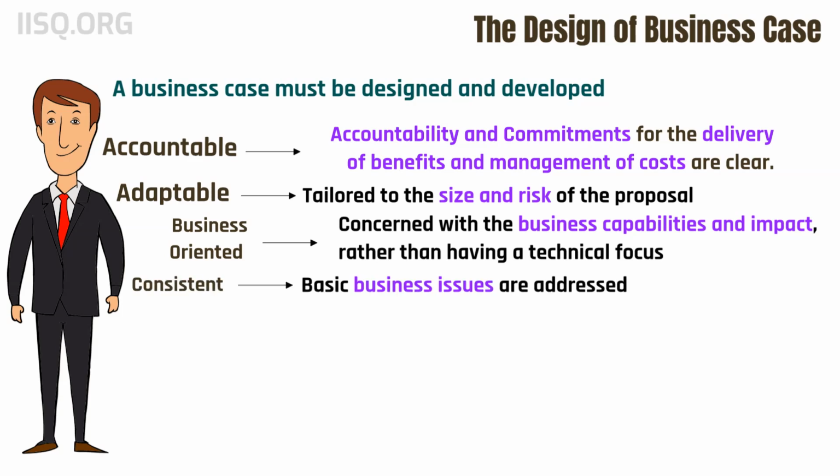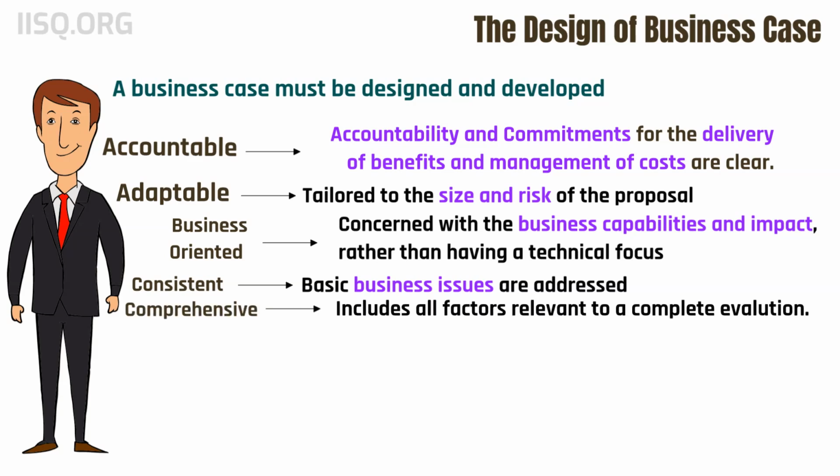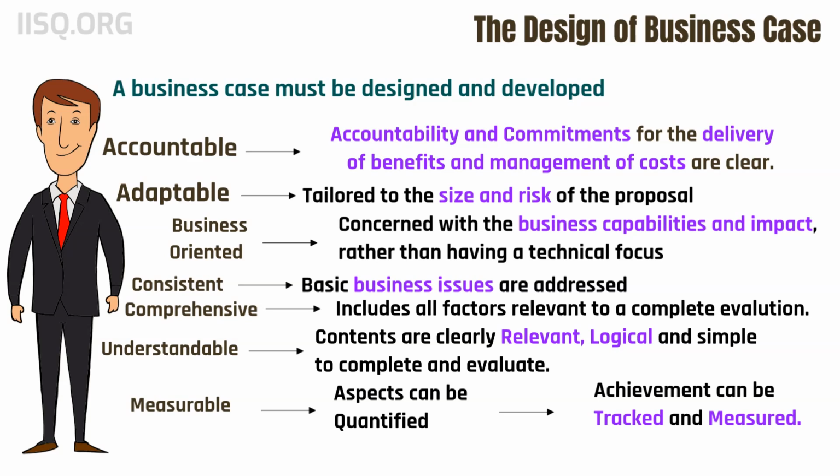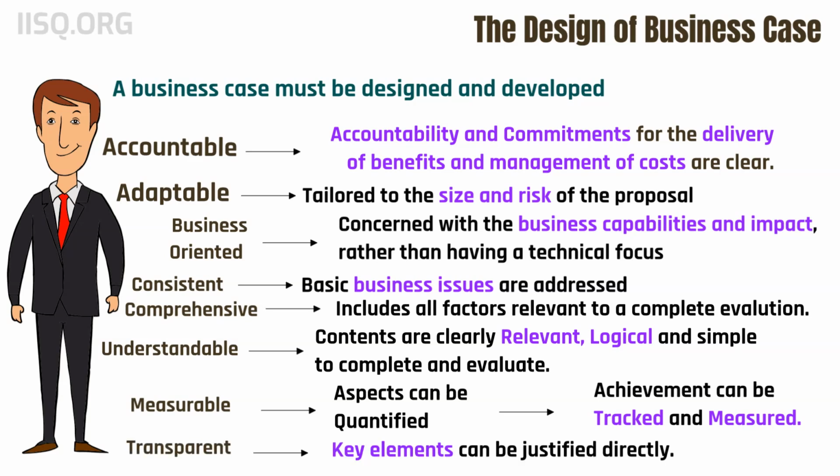Here the same basic business issues are addressed by every project. Comprehensive: this includes all factors relevant to a complete evaluation. Understandable: the contents are clearly relevant, logical and, although demanding, are simple to complete and evaluate. Measurable: all key aspects can be quantified so their achievement can be tracked and measured. Transparent: key elements can be justified directly. Why?